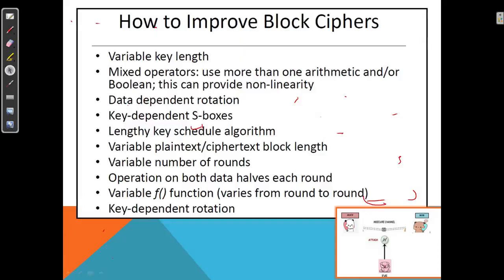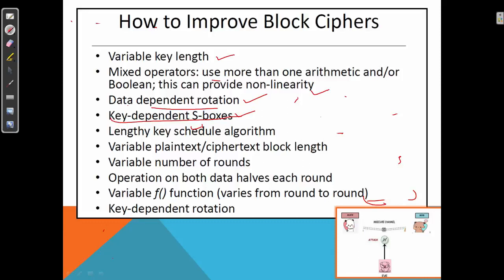So how can we improve the block ciphers? There should be a variable key length, mixed operators, using more than one arithmetic or boolean operation, which can provide non-linearity, data dependent rotations, key dependent S boxes. So in DES the S boxes are fixed. So S box value is fixed, but it should be key dependent. Then the block cipher will be more complex.